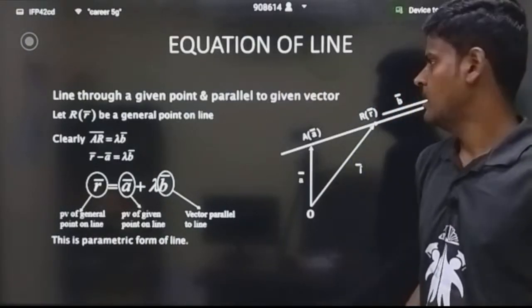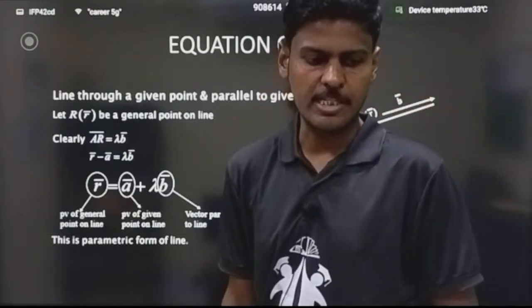Next is equation of line. We'll start this topic from the next session, students.